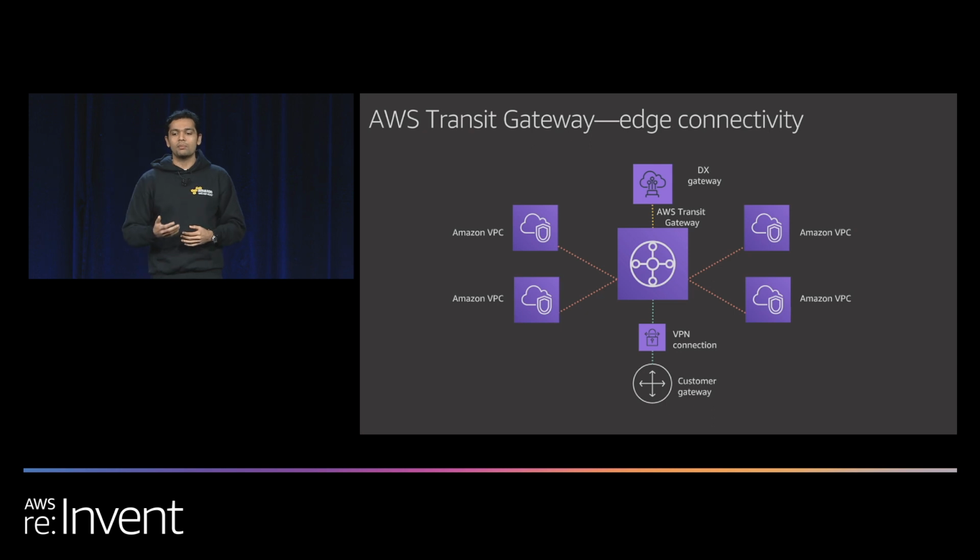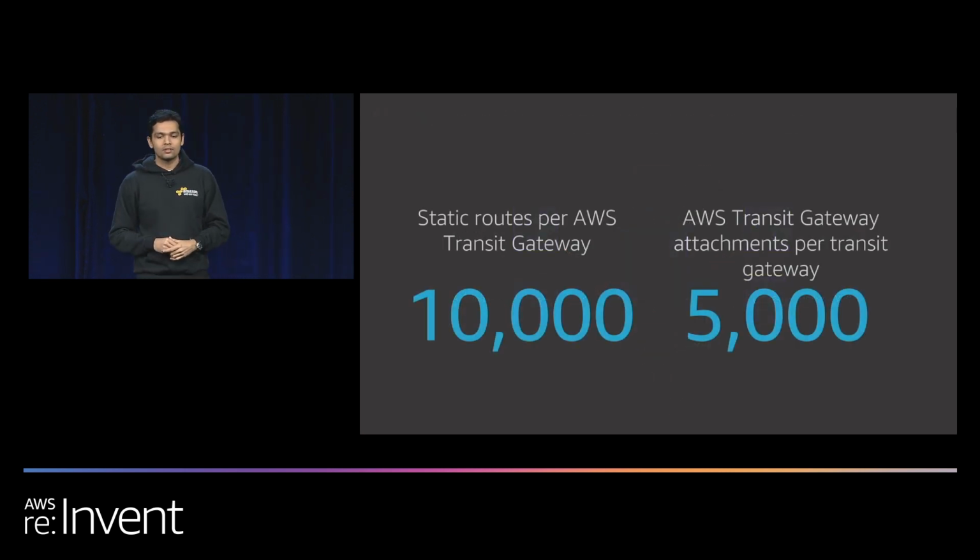From an edge connectivity perspective, you can either have a single VPN attachment or a Direct Connect gateway attachment to establish that on-premises connectivity to the transit gateway, and the transit gateway then fans out to thousands of VPCs. So from a limit perspective, transit gateway is a service supported for much higher magnitudes of scale. Out of the box, you can get 10,000 routes inside a transit gateway route table, and you can have 5,000 attachments.